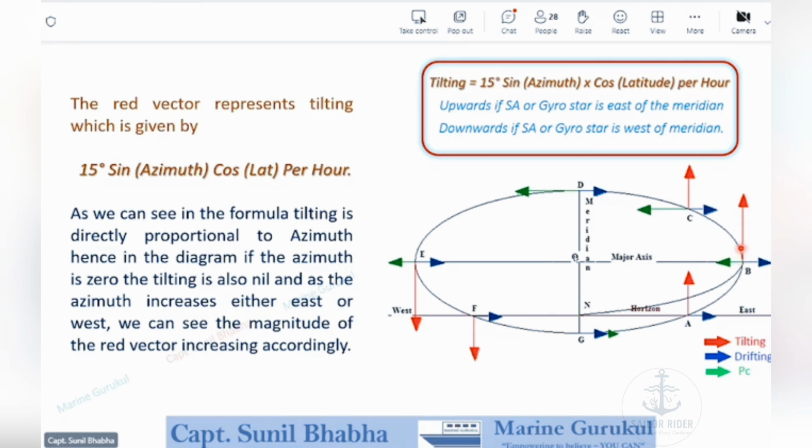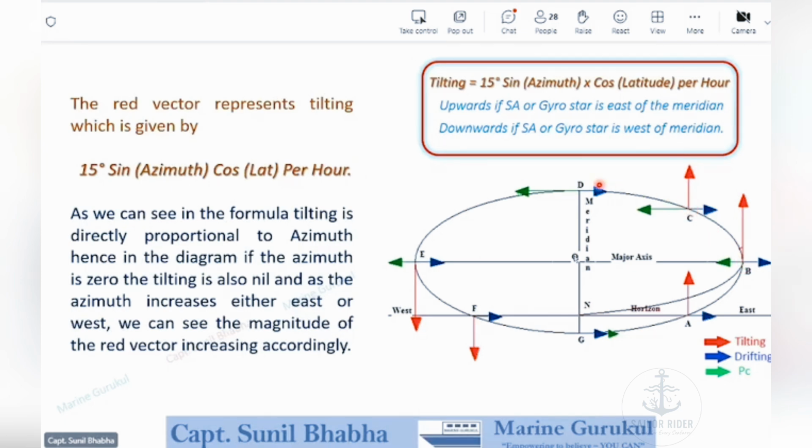After point B, the spin axis moves on to point C here, point Charlie. Now at point Charlie, the azimuth is reducing because the spin axis is coming back towards the meridian. With the azimuth reducing, the tilting also reduces. Tilting is directly proportional to azimuth. So tilting also reduces, and you see the tilting vector becoming shorter than what it was at point Bravo.